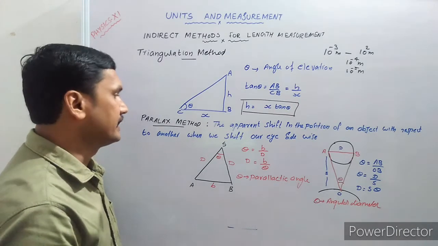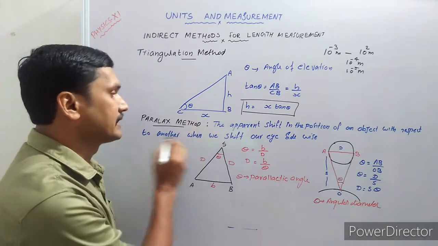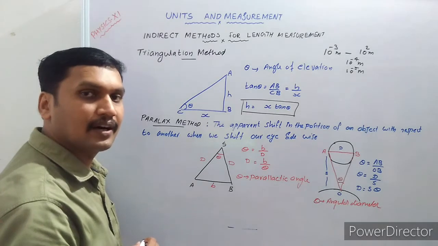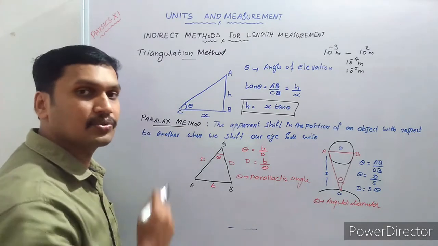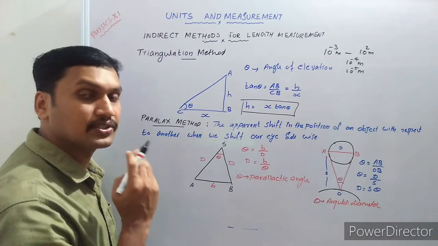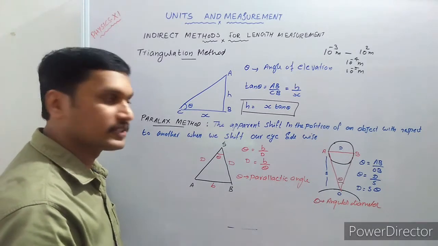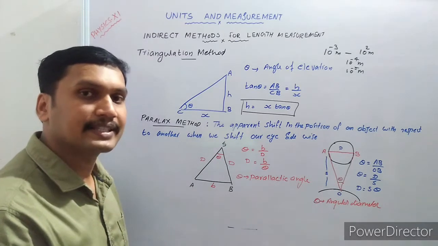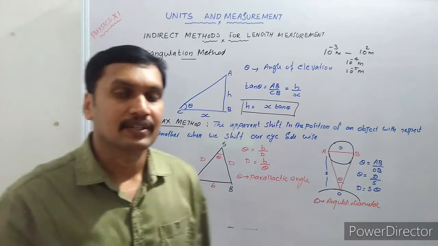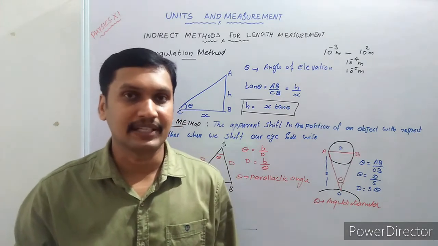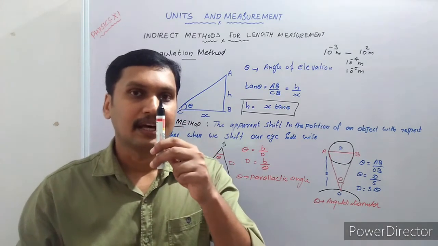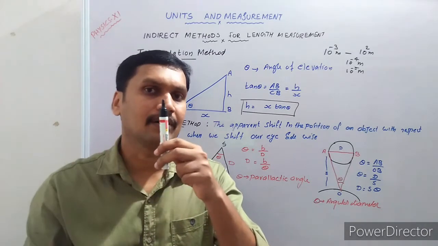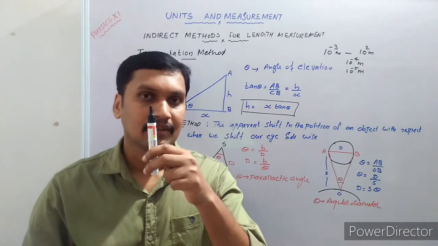Now, another method is the parallax method. Usually this method is used to find the height or the distance to a heavenly body or a star. Let us see what is the concept of this parallax. In order to explain this concept, suppose we are holding a pen or pencil just in front of you like this, and we are observing a point under a background, for example the background of a wall.